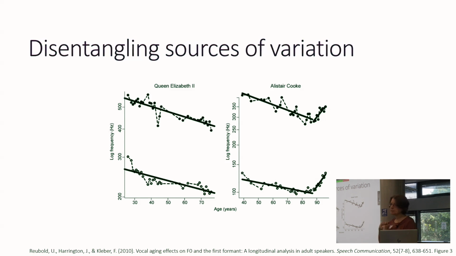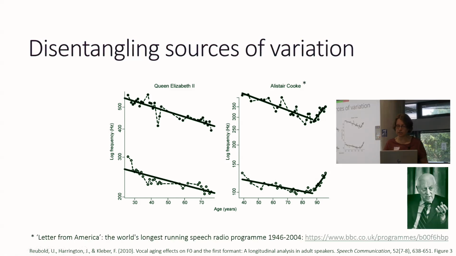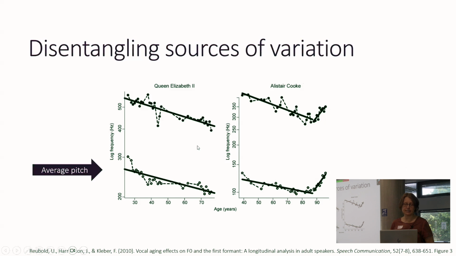But there is another explanation for the pattern we've just heard of happy becoming happy, which we need to rule out as linguists before we can say that really her speech changed. So the plots you can see here are of Queen Elizabeth II and also Alastair Cook, who some of you may remember was on the radio every week for a very long time. It's the world's longest running speech radio program. And if you go to that link, you can download loads of them. So if you need sample material for your students to play with, it's sitting there. So Alastair Cook was studied in this study.